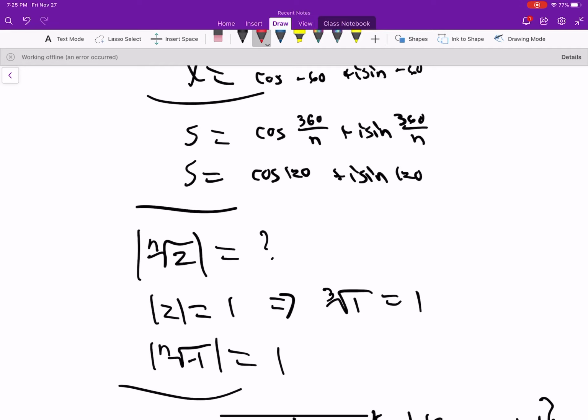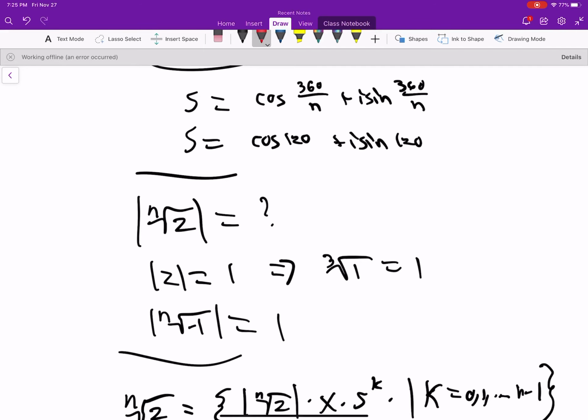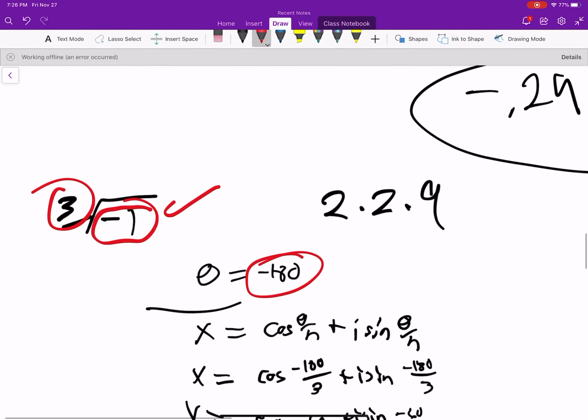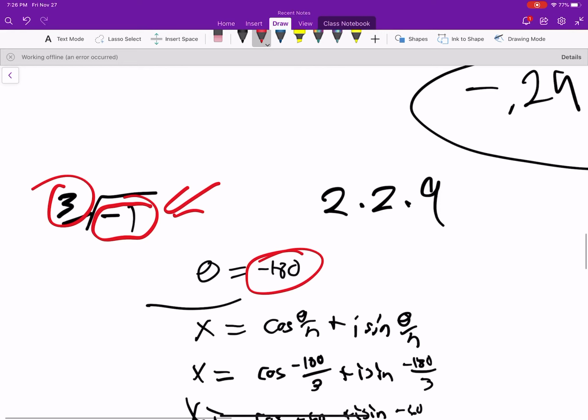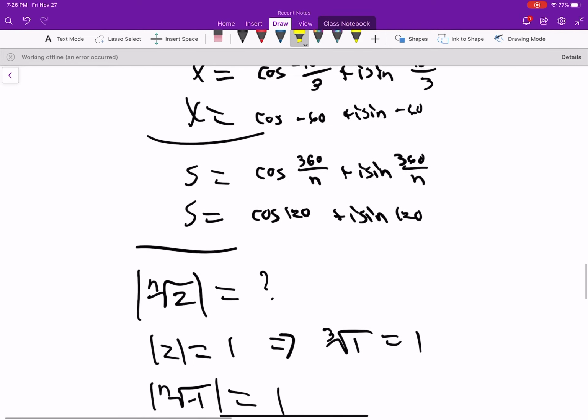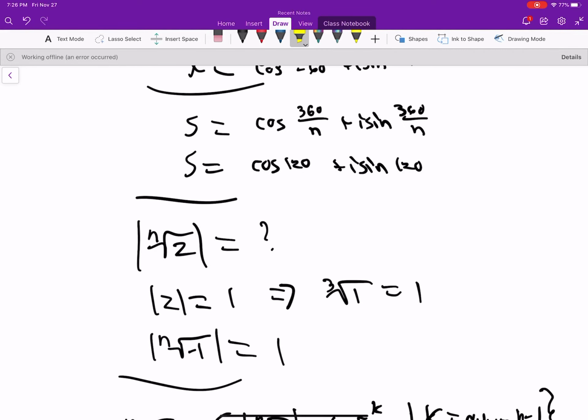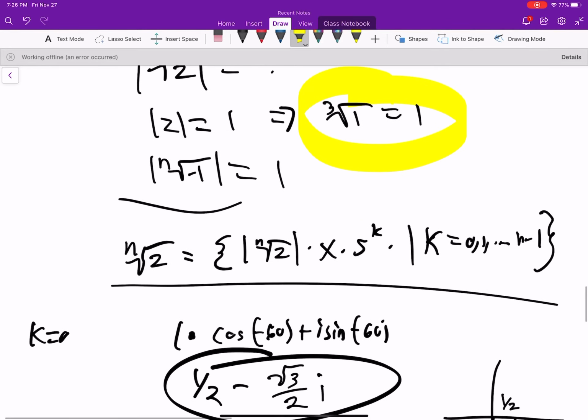So there you go. And then the magnitude of this. So let's just find the magnitude of z, which is just going to be 1. Magnitude of 1 is 1. And then we take the third root of that, which is just going to be 1. And keep going. So here's my little formula that I like with the x and the s values.